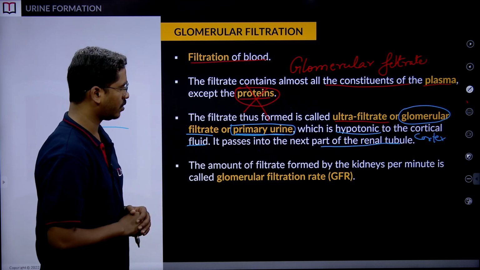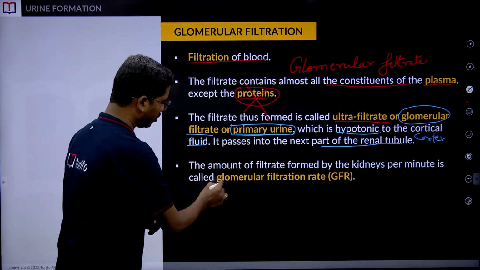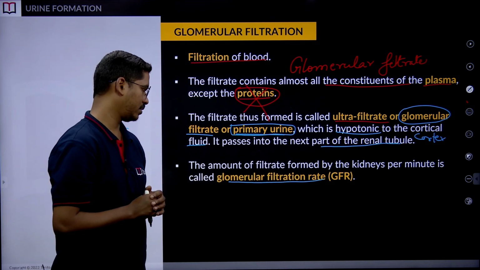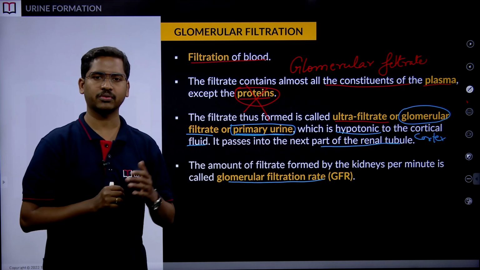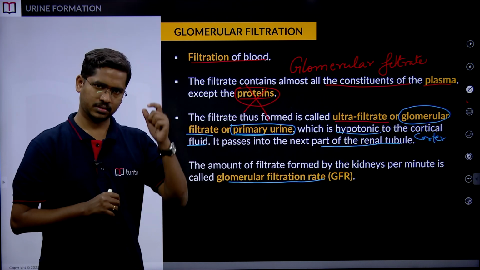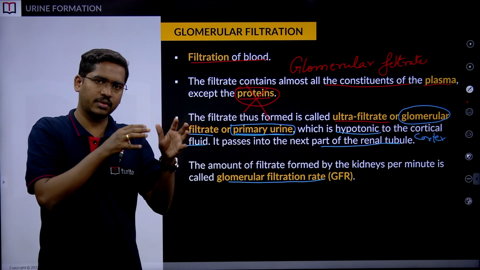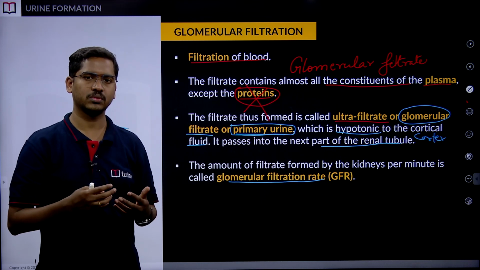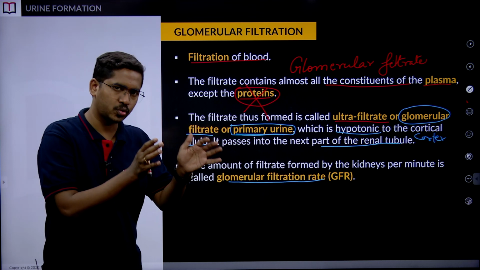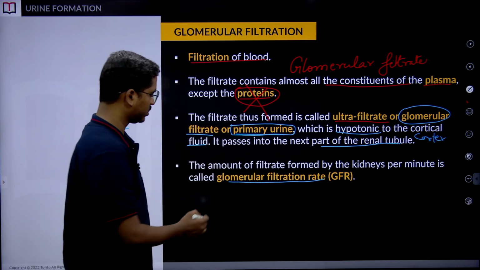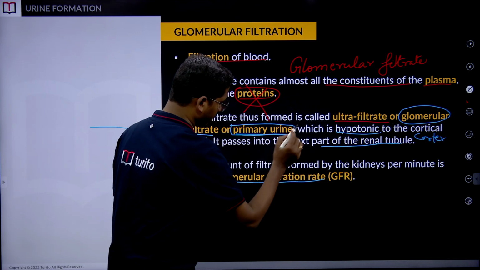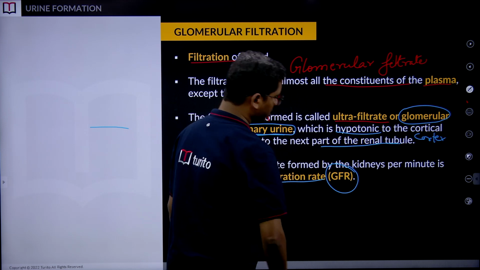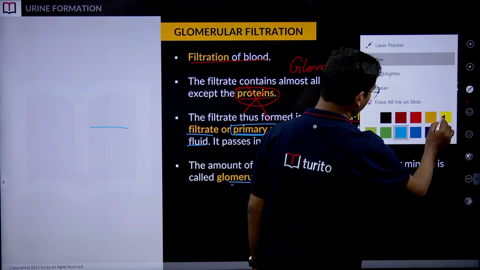the amount of filtrate formed by the kidneys per minute is called the glomerular filtration rate. So, what you see here is the amount of fluid passing through the glomerulus, the amount it has to filter per minute. That rate is mentioned here as glomerular filtration rate, which is also known as GFR. That is mentioned here in short as GFR. Okay. So, hope you got it.